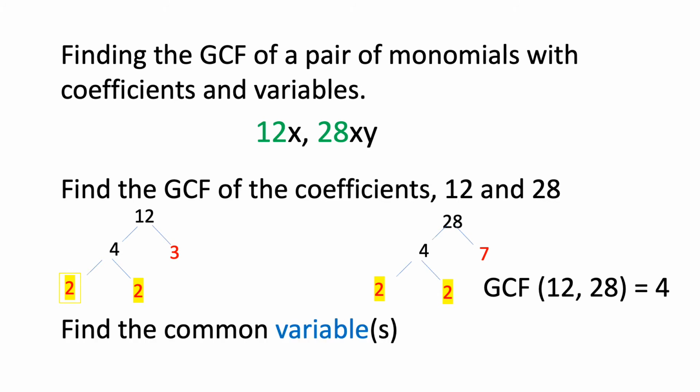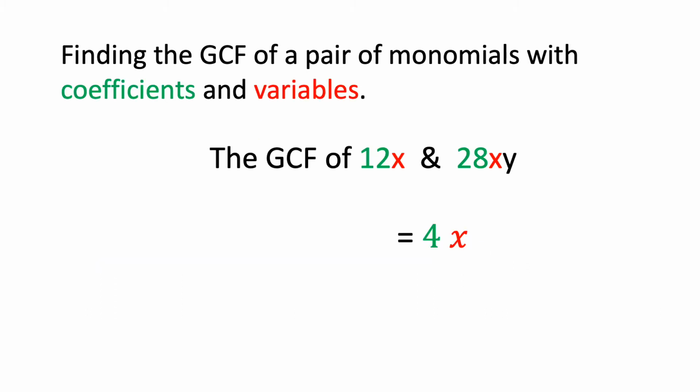Next we look at the variables. We have to find the variable that they have in common. Notice that 12x and 28xy both share an x. So if we're going to find the greatest common factor of these two monomials, the greatest common factor of the coefficients is 4, and the greatest common variable is x. So the greatest common factor of these two monomials is 4x.